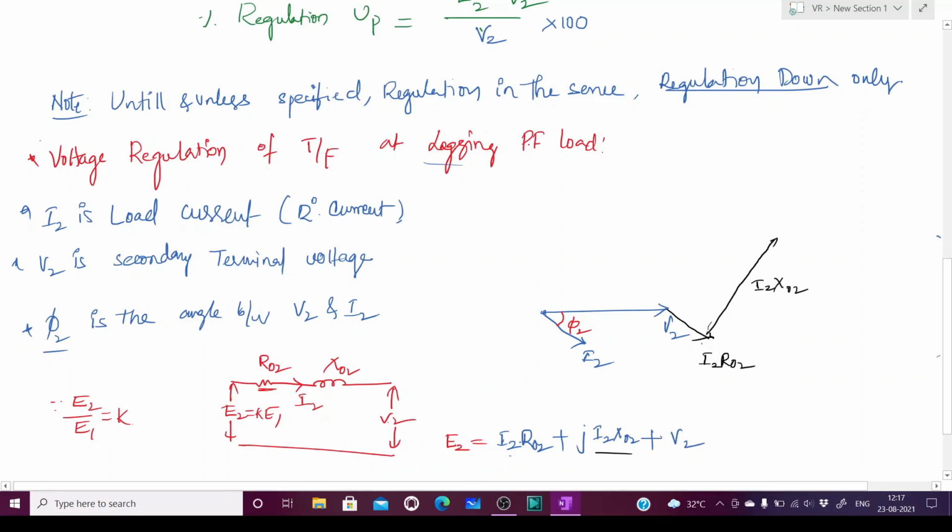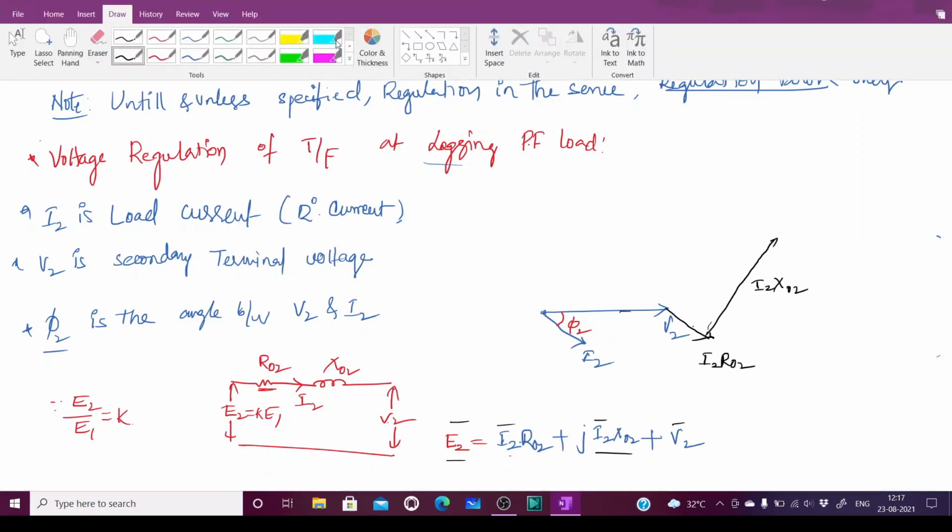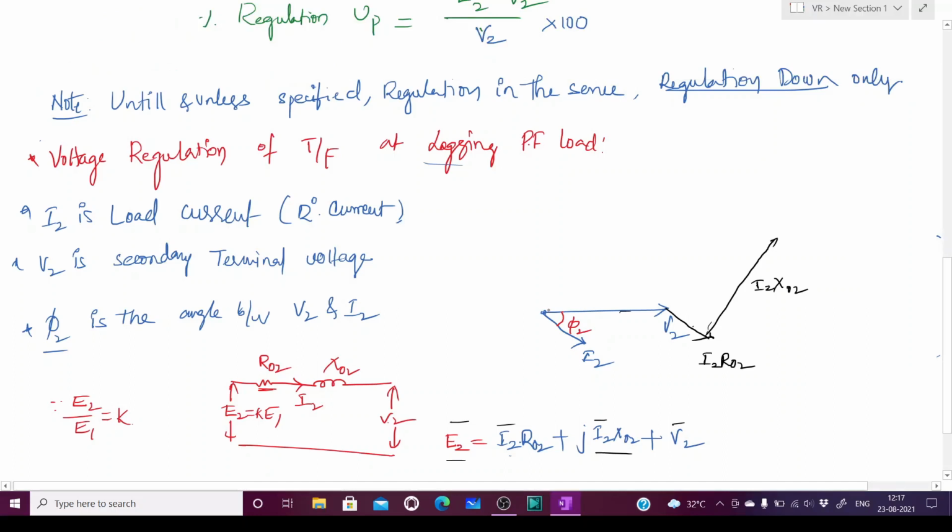So this is I2 X02. Our E2 phasor is the sum of I2 R02, I2 X02 and V2. So this is V2, this is I2 R02, this is I2 X02, and the sum of all these phasors will be our E2. I am adding all the vectors here, so this is the E2 vector. But we have to calculate E2 so that we can find E2 minus V2, which is the voltage regulation.